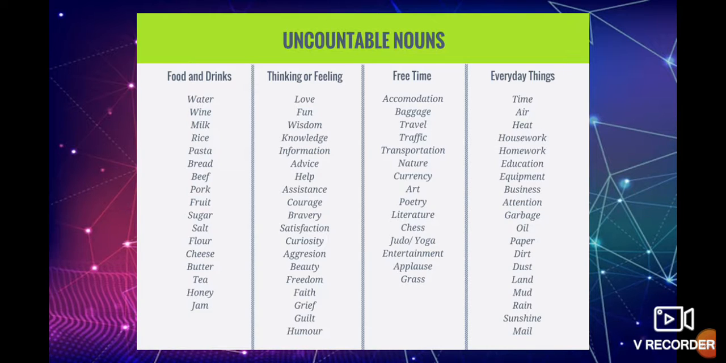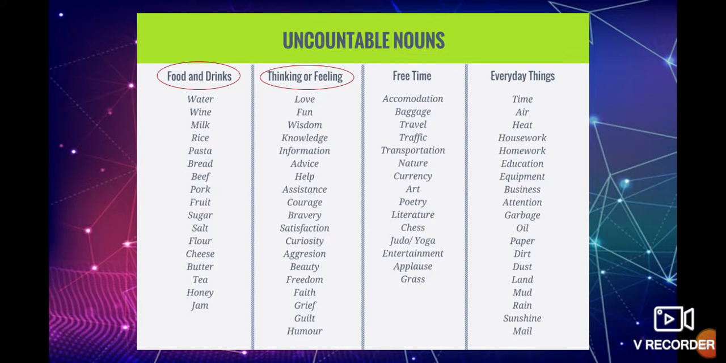Excellent. Now we have a list of uncountable nouns. First, we have food and drinks. These are nouns or food that you can't count. Water, wine, milk, rice, pasta, bread, beef, pork, fruit, sugar, salt, flour, cheese, butter, tea, honey, and jam. Then we have thinking or feeling. For example, love, fun, wisdom, knowledge, information, advice, help, assistance, courage, bravery, satisfaction, curiosity, aggression, beauty, freedom, faith, grief, guilt, and humor.